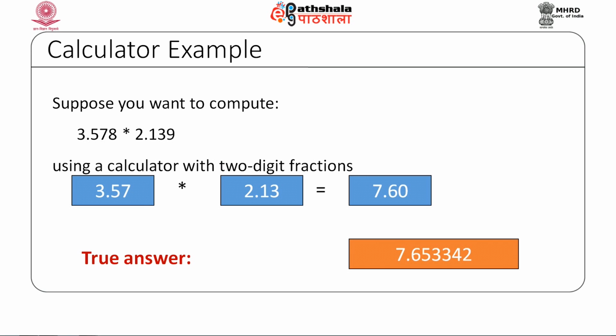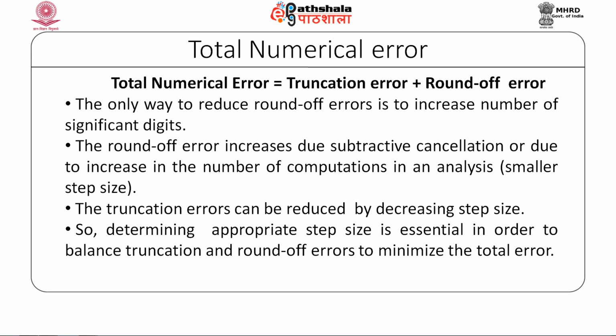See, this is an example: if you are having only 2 fraction digits, 3.57 times 2.13, if you are retaining only 2 digits, you will get the answer 7.6 due to rounding error, whereas the actual value is 7.653342. So, the total numerical error in the problem is truncation error plus round-off error. To reduce the round-off error, do fewer steps, or increase the number of significant digits. That is, instead of single precision, use double precision numbers; instead of 32 bit, use 64 bit numbers, and you have to be careful if you are having subtraction, that is cancellation.